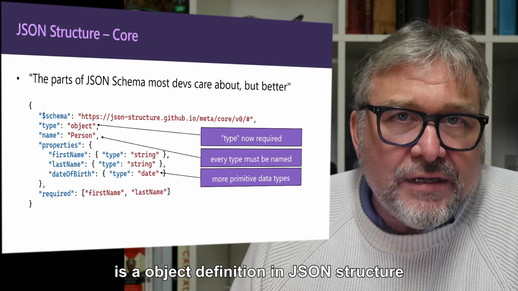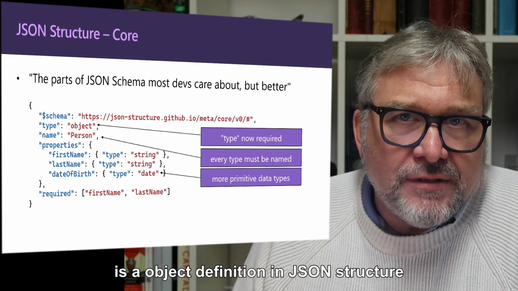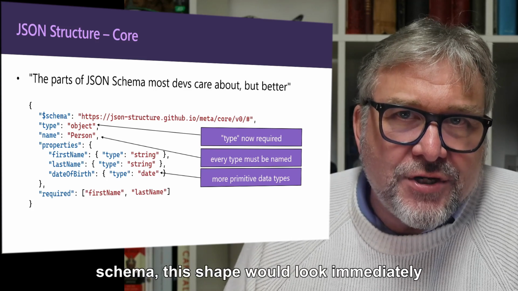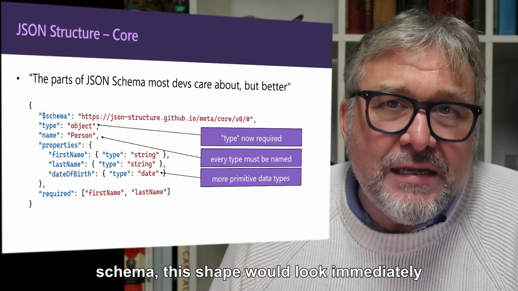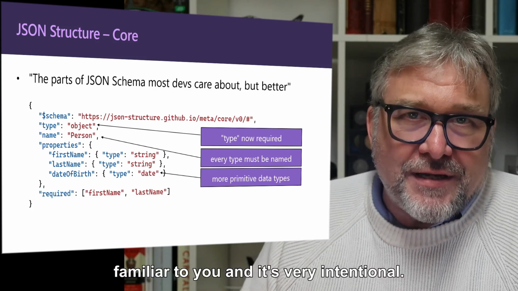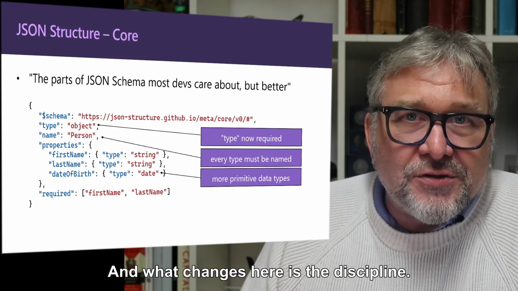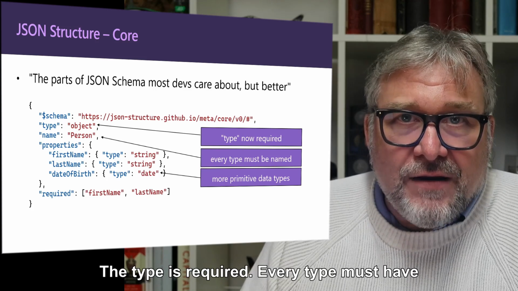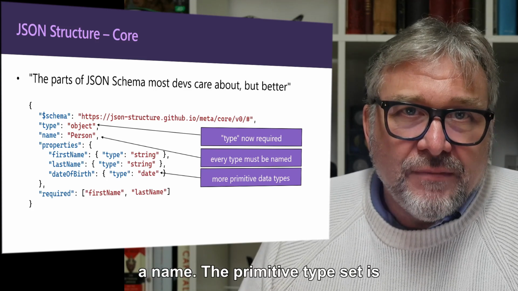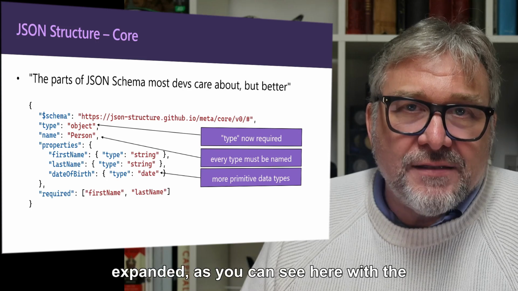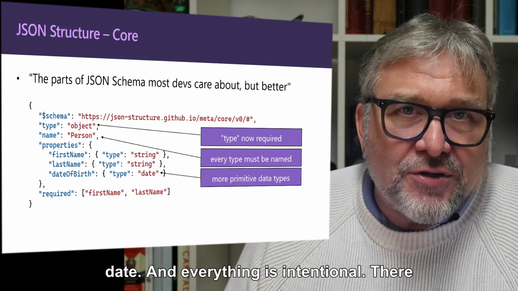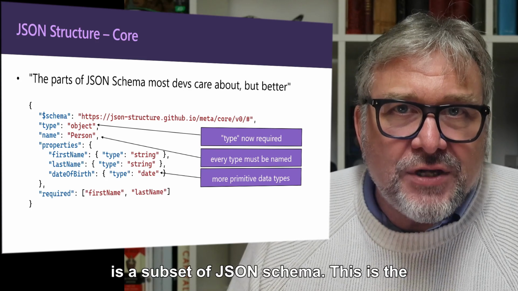So here is an object definition in JSON structure core. And if you're familiar with JSON schema, this shape will look immediately familiar to you, and that's very intentional. What changes here is the discipline. The type is required. Every type must have a name. The primitive type set is expanded, as you can see here with the date.